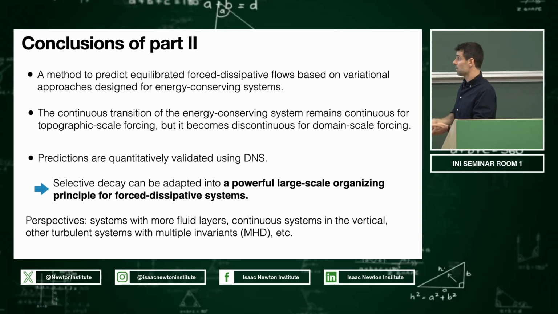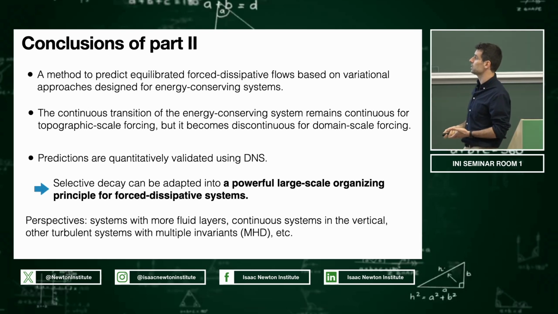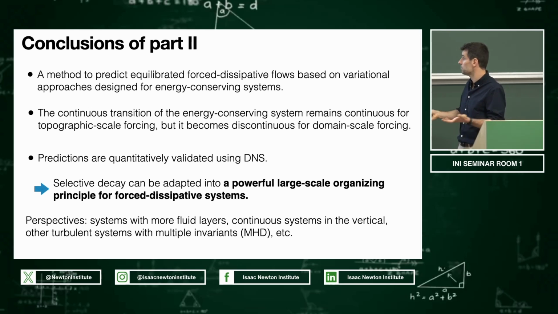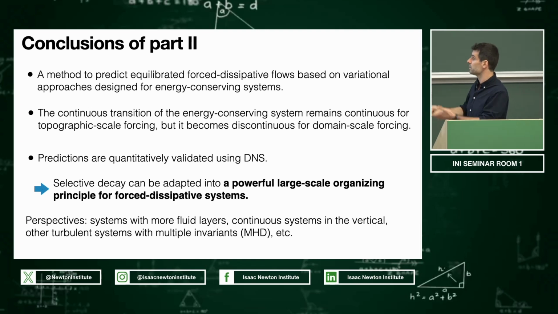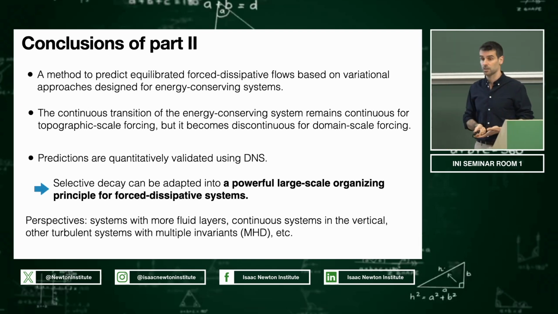So it seems that selective decay, or the statistical physics of 2D flows, can be adapted into a large-scale organizing principle that also works for forced-dissipative systems. Okay, so that's all I wanted to tell you. I'm excited about trying to do that for other systems that have multiple invariants. That could be multiple fluid layers, continuous systems, go back to the MHD systems that motivated selective decay in the first place, etc. I'm happy to take questions.